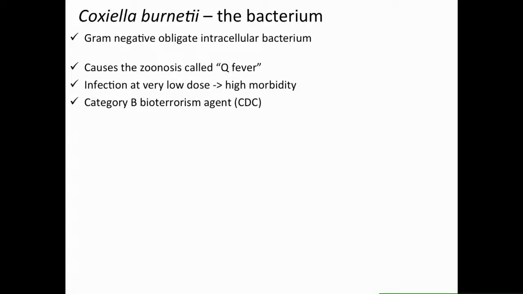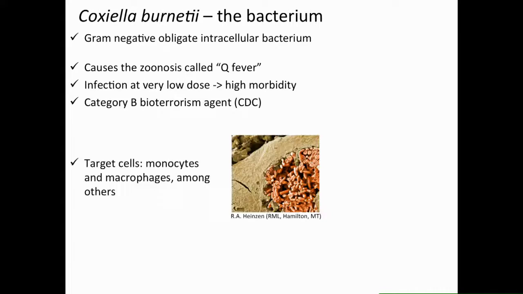Infection occurs at a very low dose, and there's high morbidity. Back in the 40s, there was a thing called Operation White Coat, where they were infecting military personnel to figure out what is the lowest possible dose to cause this disease, and it's as little as 1 bacteria. So because of this high morbidity and infection at low dose, among other things, it's a Category B bioterrorism agent and a select agent, and it necessitates BSL-3 conditions for work.